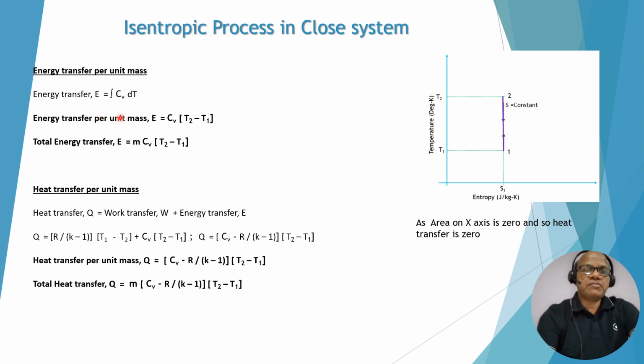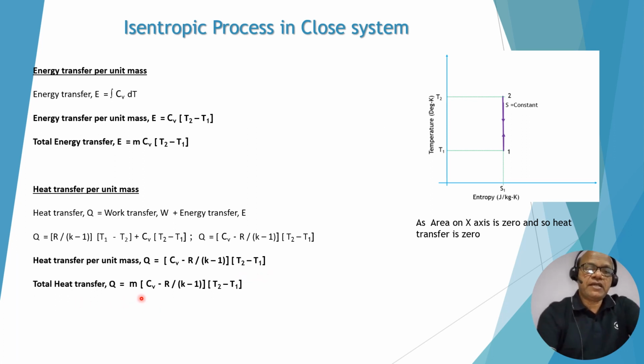And energy transfer for the constant Cv dT, we can write Cv into (T2 minus T1). As per the first law of thermodynamics, heat transfer is W plus E, so we can write Q is equal to this plus this. In temperature form, Q is equal to (Cv minus R upon K minus 1) into (T2 minus T1). So heat transfer per unit mass Q is equal to (Cv minus R upon K minus 1) into (T2 minus T1).